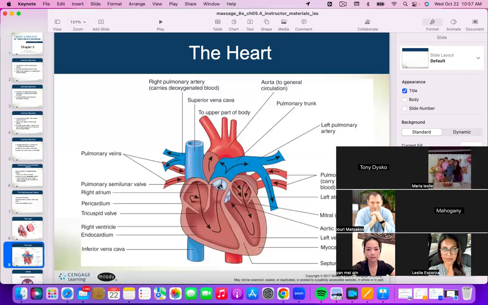Another part of the anatomy of the heart is the mitral valve, the one that separates the atrium from the ventricle on the left side. We have the aortic semilunar valve. It's a 3-flap valve. As well, there's one here on the other side, the pulmonary semilunar valve. That is also going to be a 3-flap valve. So these are 2 flaps and these are 3 flaps.